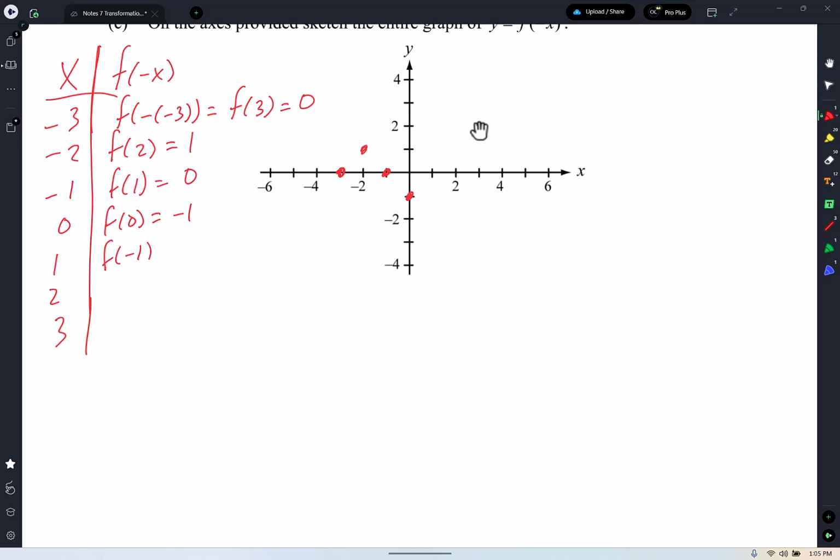This is going to turn to f of negative 1, because it says negative x there. So f of negative 1 was negative 1. So 1, negative 1 point. This is going to turn to f of negative 2. So negative 2. So 2, negative 2. This is going to turn to f of negative 3. So negative 3. So 3, negative 3. What happened? Yep. Flipped across the y-axis.